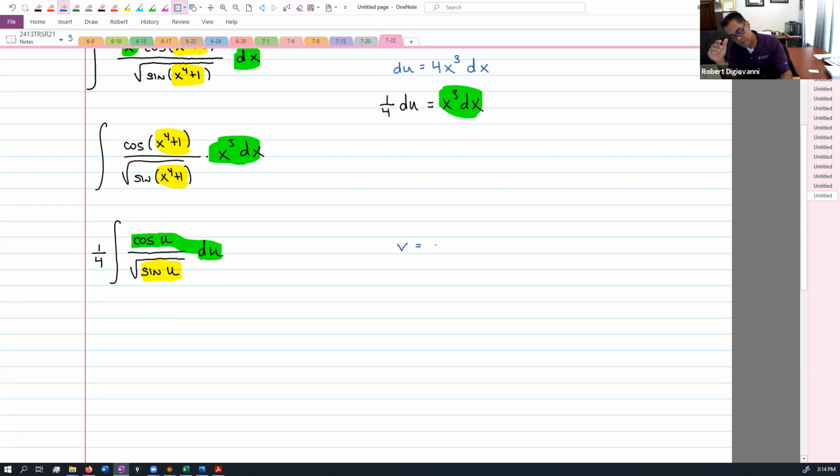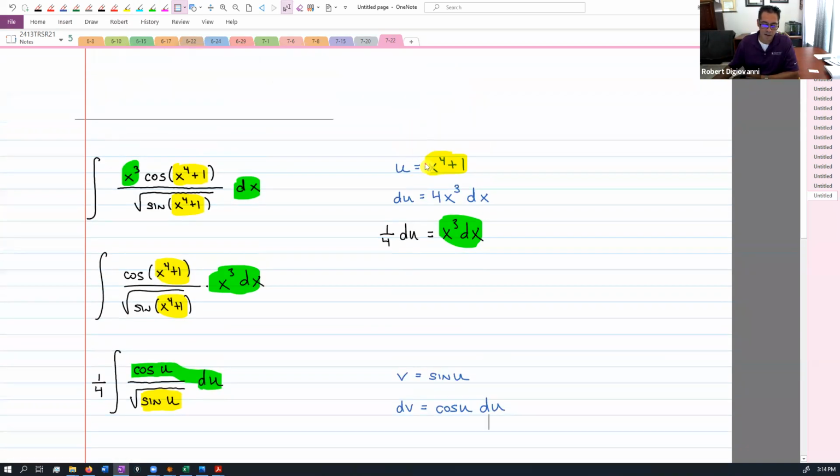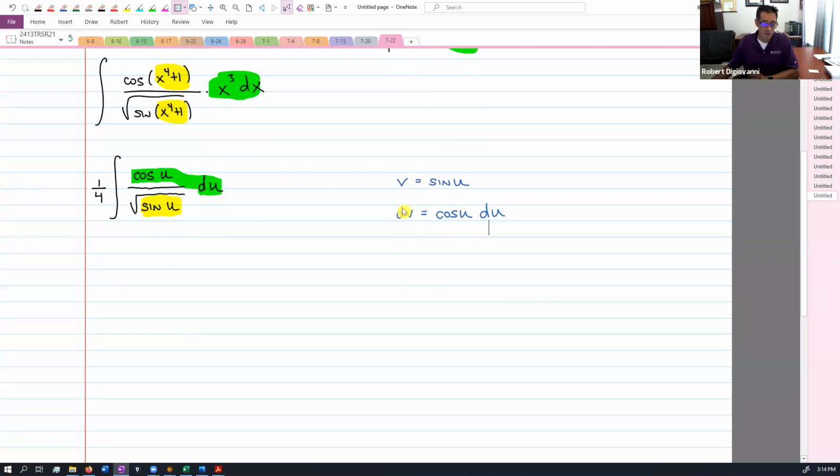V is going to be sine of u. The derivative of v will be cosine of u du, not dx. So I'm doing the same thing I did here, but instead of using u, I'm using v because we already have u accounted for. Does everyone see that? There's something, there's its derivative. It matches. This matches.